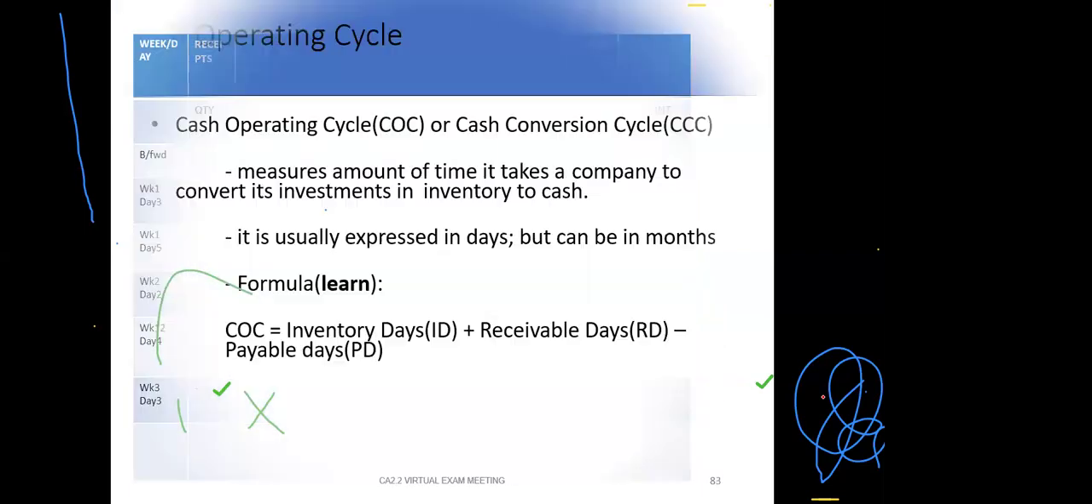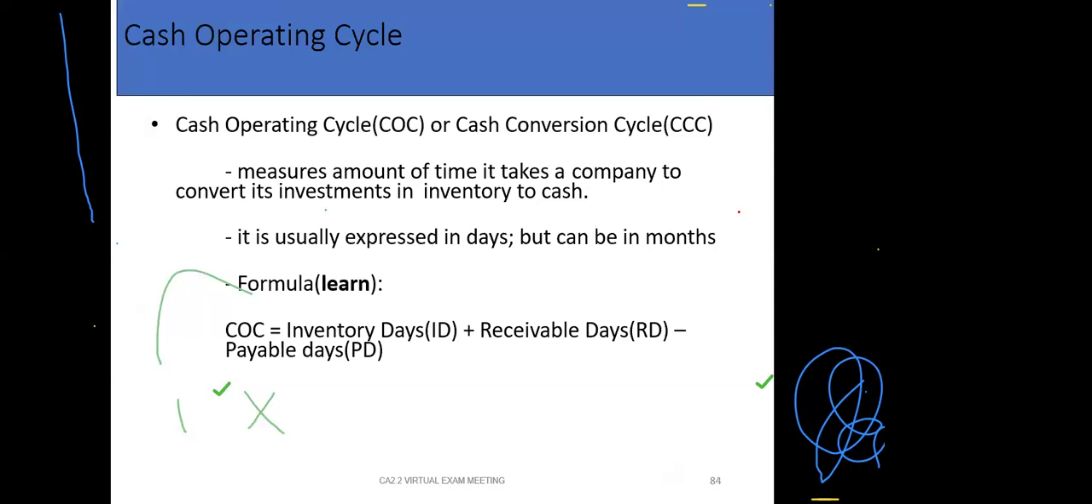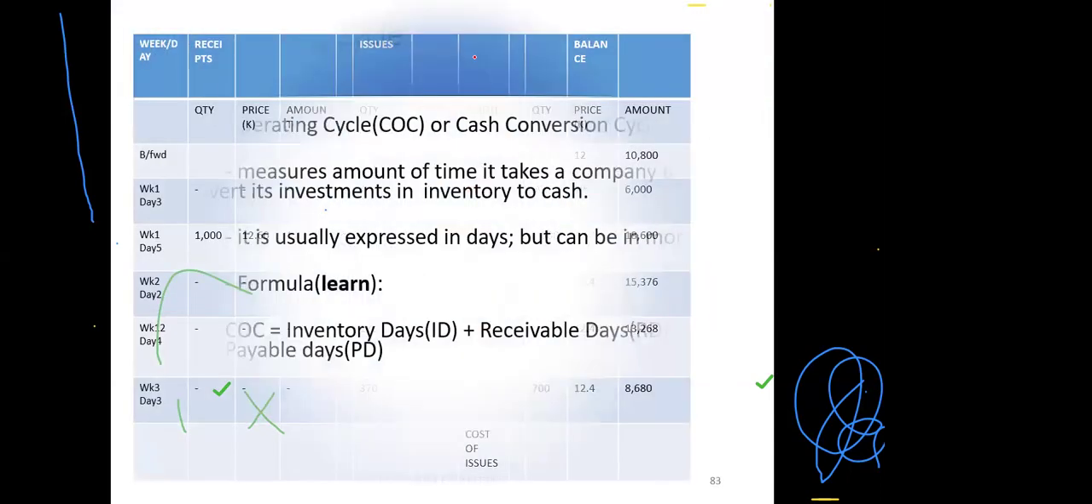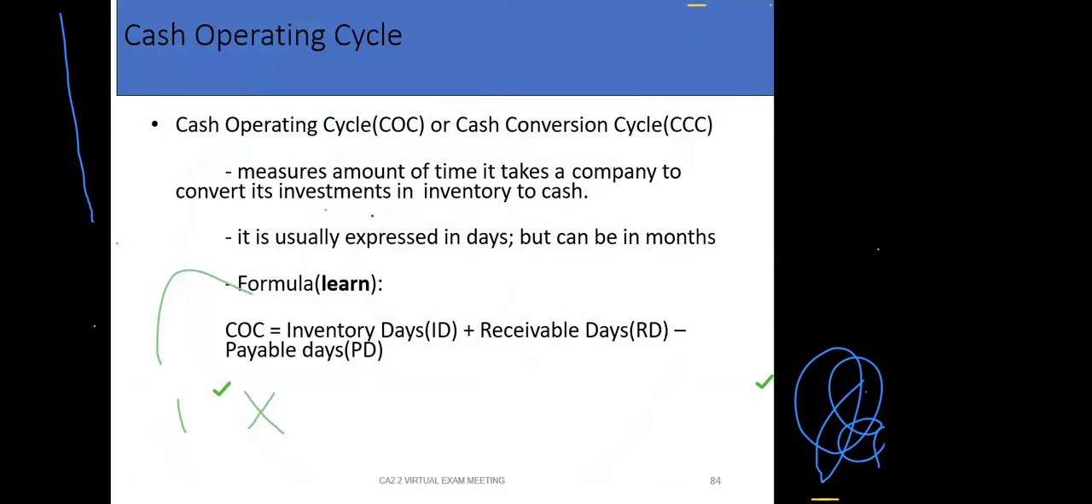Otherwise, we move to the operating cycle, cash operating cycle, which is one of those issues where there were problems. I did that in the DA9 paper. Cash operating cycle or cash conversion cycle simply measures the amount of time it takes a company to convert its investments in inventory to cash. It is usually expressed in days, but can be in months. So you have to learn the formula again, because no formula is given in the DA9 paper. You have to learn the cash operating cycle.